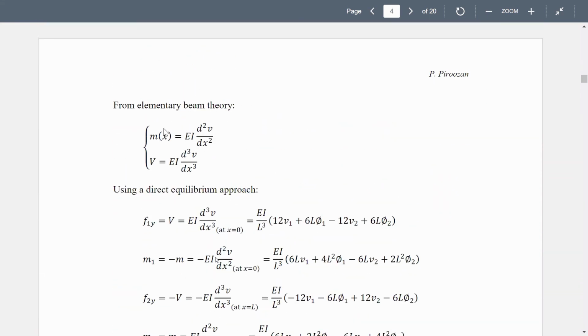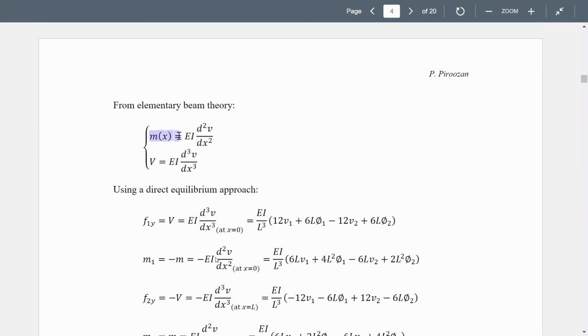Now, our goal is to find the element stiffness matrix. Always we want to find the element stiffness matrix, because if we have it, then we put them together, create the global stiffness matrix, and then we can solve for displacements and rotations and everything else. To do this, we use these two equations from strength of materials, which are very important actually.